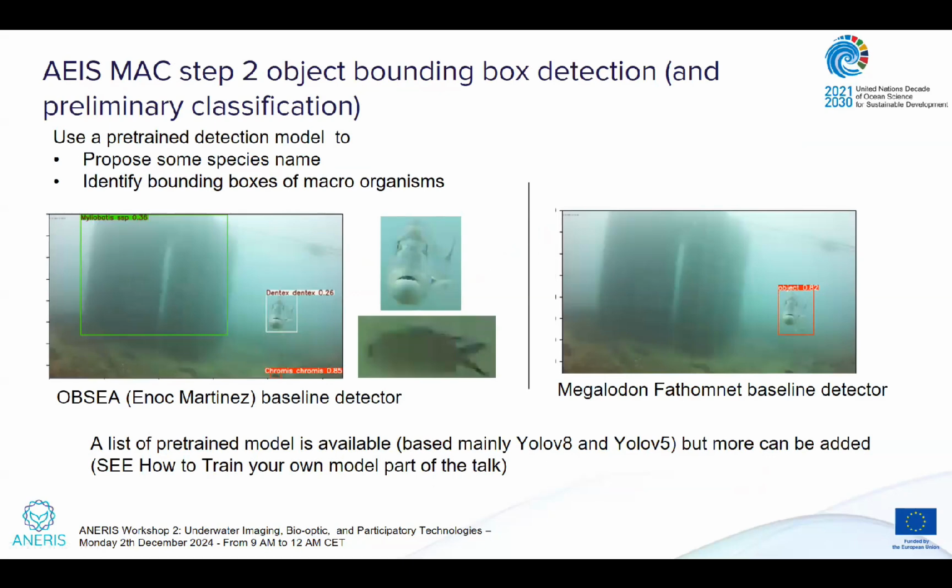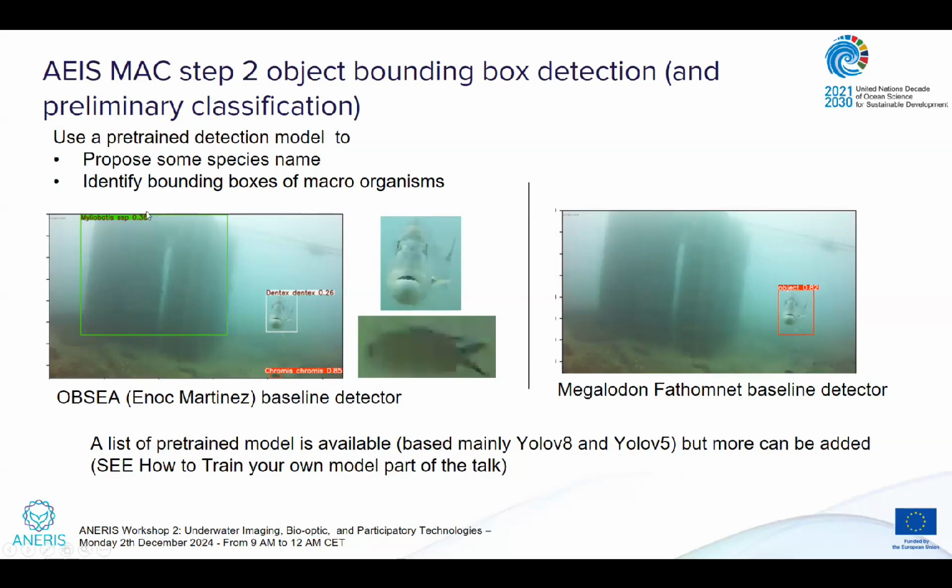it's basically to detect where it could be some fishes. So here in the technology, you can choose between different models according to the kind of images, so for example, on the kind of species you are expecting. So there is more and more pre-trained models available. The one here, for example, is coming from OPSI, was developed by Enoch Martinez.